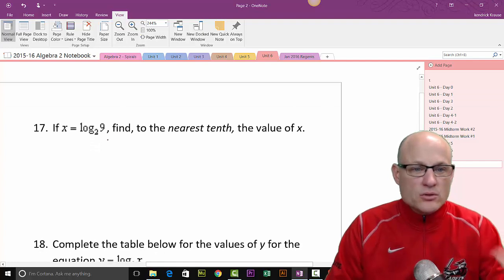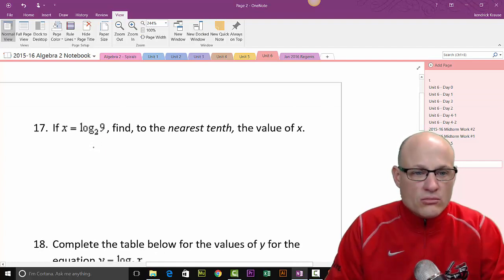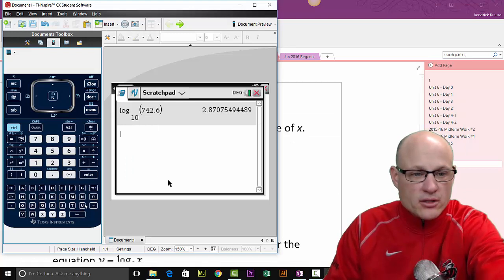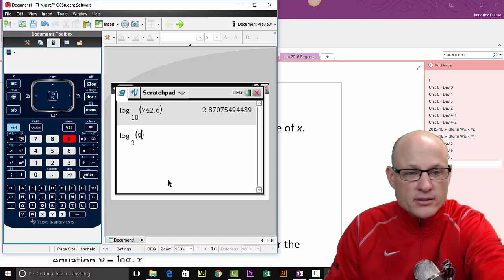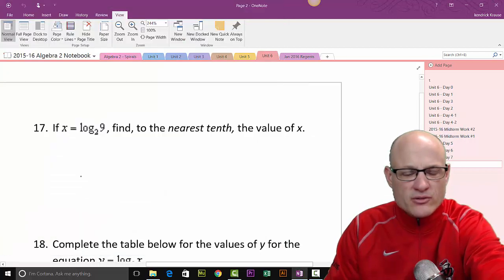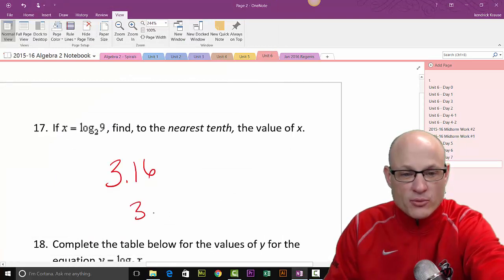Alrighty, here we go. So, all I gotta do is type this in my calculator. Control log base 2 of 9 equals. What do I round to? The 10th. 3.2. It was 3.16, so it's 3.2.